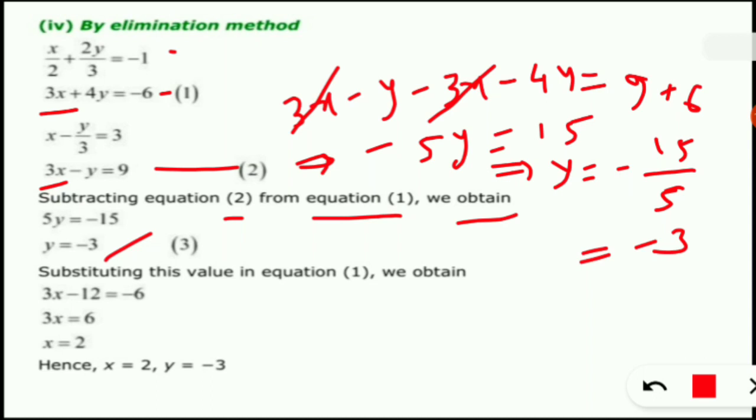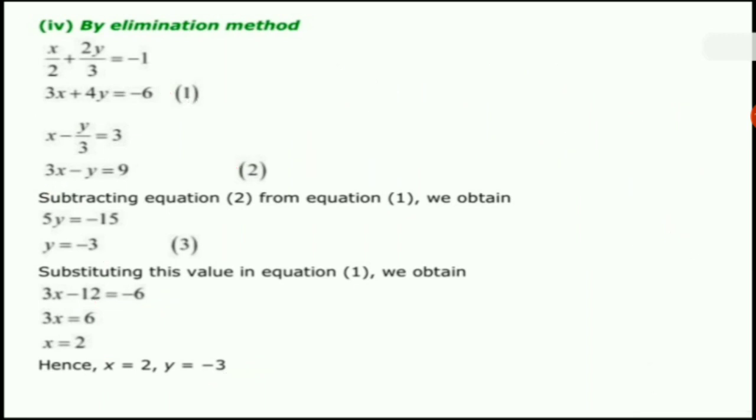Substituting this value in equation 1, we put y equals minus 3 in equation 1. So 3x plus 4 into y, that is minus 12, equals minus 6. So 3x equals 6, so x equals 2. That means x equals 2 and y equals minus 3. Clear? Now we solve by the substitution method.